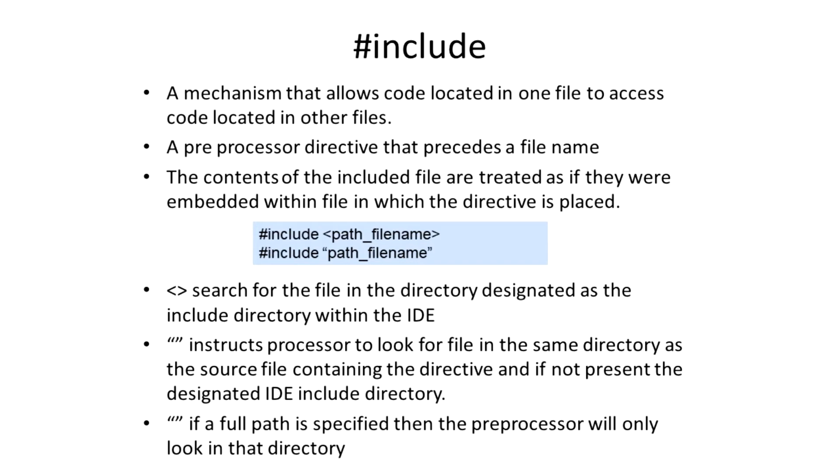If you're referring to C++ libraries and system classes, then make sure you use the angle brackets. But if you're referring to your own classes that you've created within a project, use the speech marks.